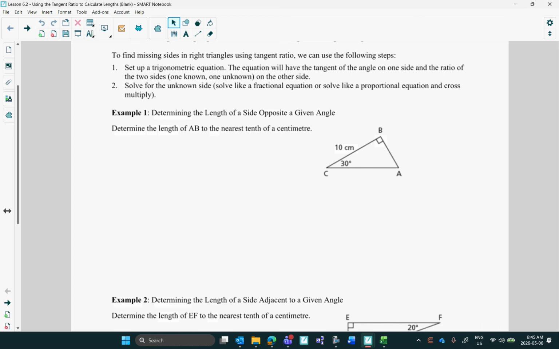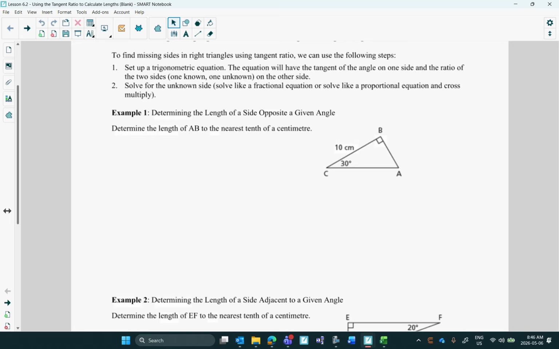Okay, we have talked about how to find a missing angle using tan, and by doing tan inverse and finding the angle. What happens if the angle isn't missing, but one of the sides is? Well, we set up an equation. It just looks a little different. It's still tan, and we still write it tan angle equals side over side. It's just going to look a little different.